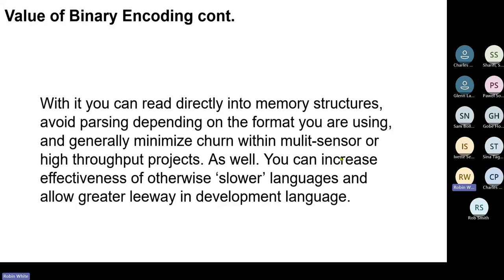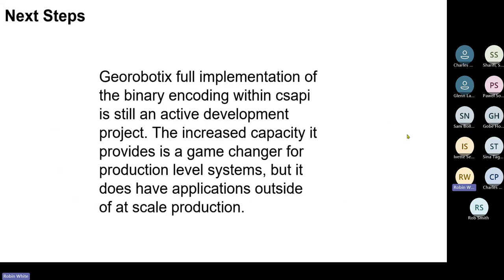It also has some side benefits that are relevant. It allows you to increase the effectiveness of otherwise slower languages and gives generally greater leeway in what development languages you're using. Like what Sam was talking about, for example, with connected systems for Python, there are legitimate concerns at scale that are mitigated by using binary encoding, just shaving a lot of the overhead from that broadly.